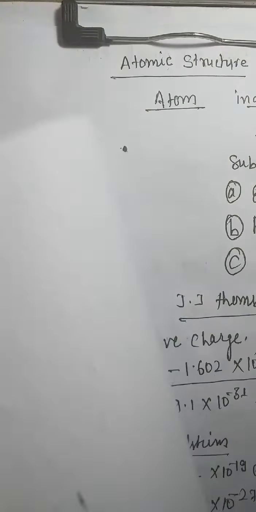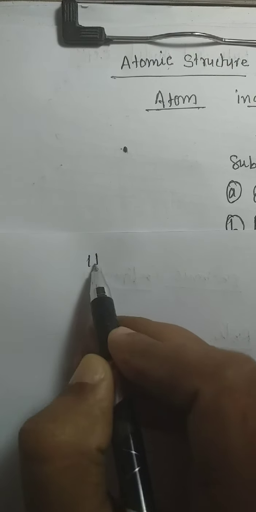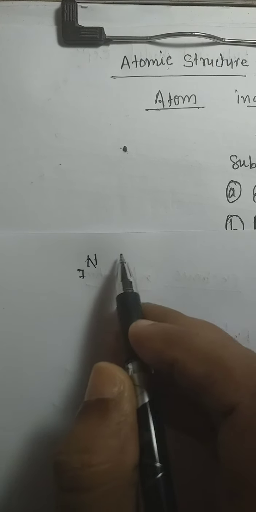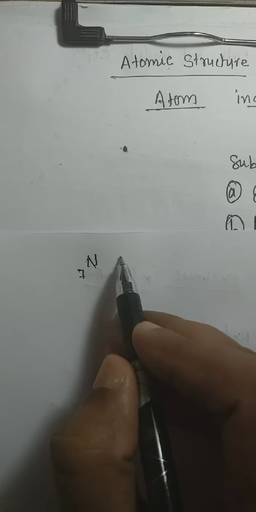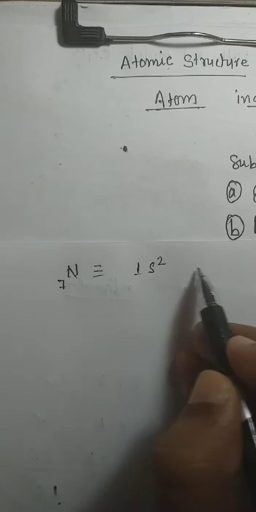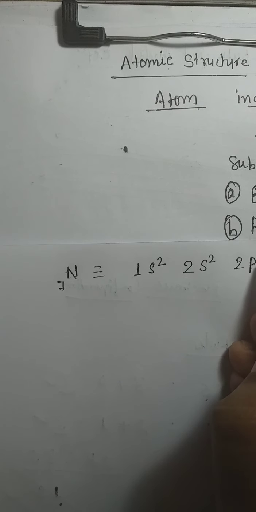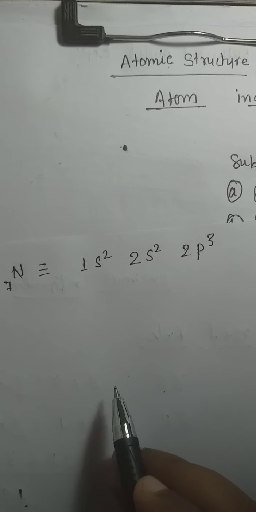Now we are moving ahead with this idea for nitrogen. Nitrogen has 7 electrons and we can write the electronic configuration like 1s2 2s2 and 2p3. This is our electronic configuration for nitrogen.